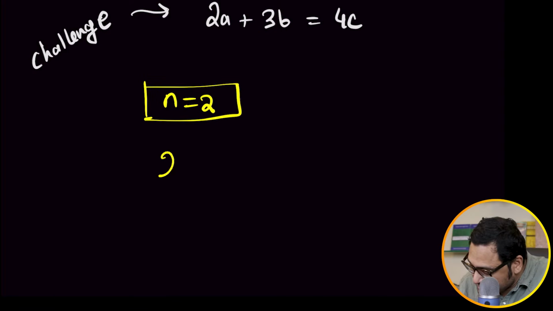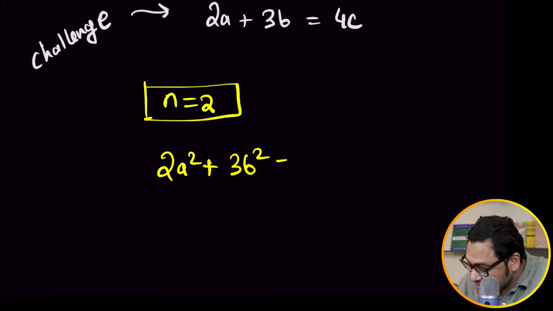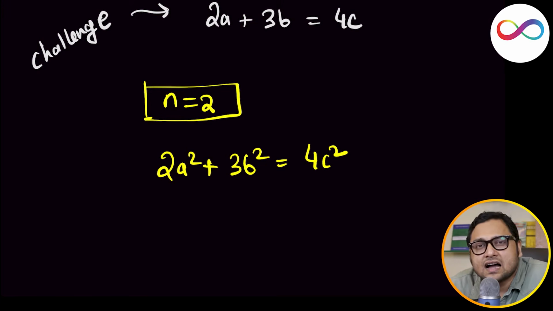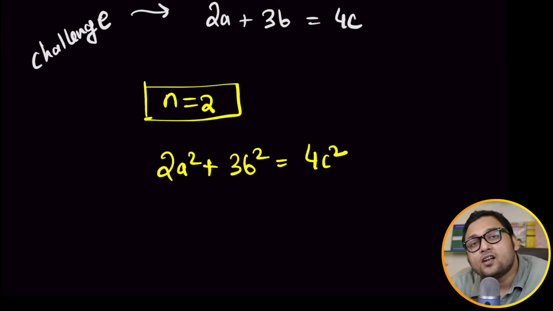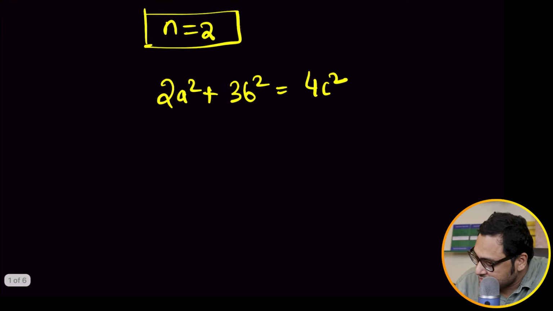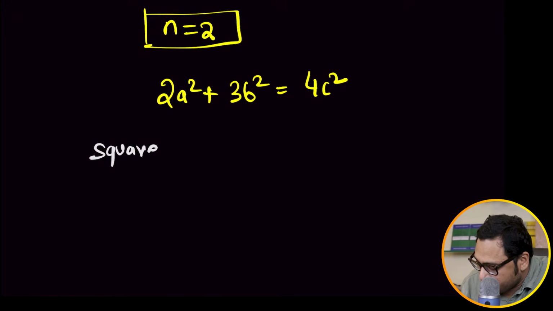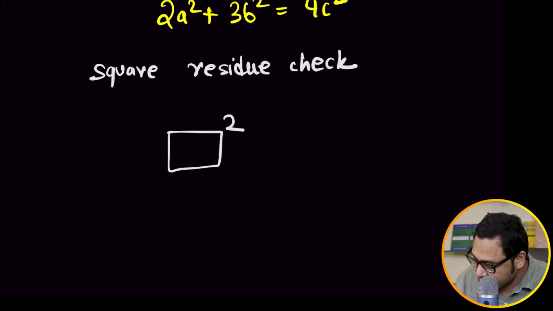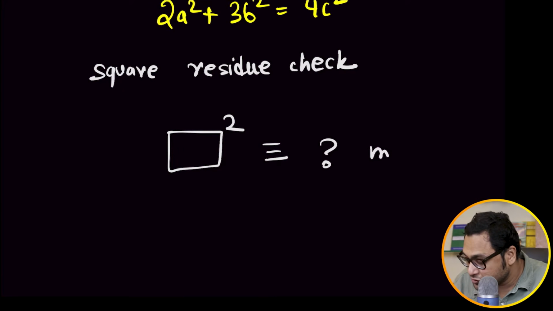Okay, so the equation is 2a square plus 3b square is equal to 4c square. So whenever I see a Diophantine equation like this, one of the things that I do is something known as a square residue check. What is a square residue check? Well, a square residue check is basically looking at square numbers and thinking about what remainders they can produce when divided by, let's say, 3. So if I have a square quantity, what is it congruent to modulo 3?